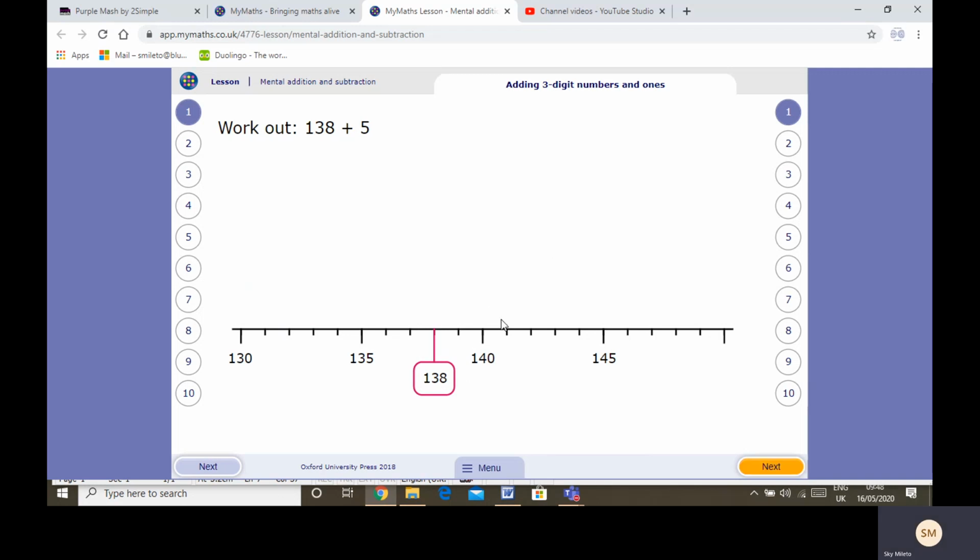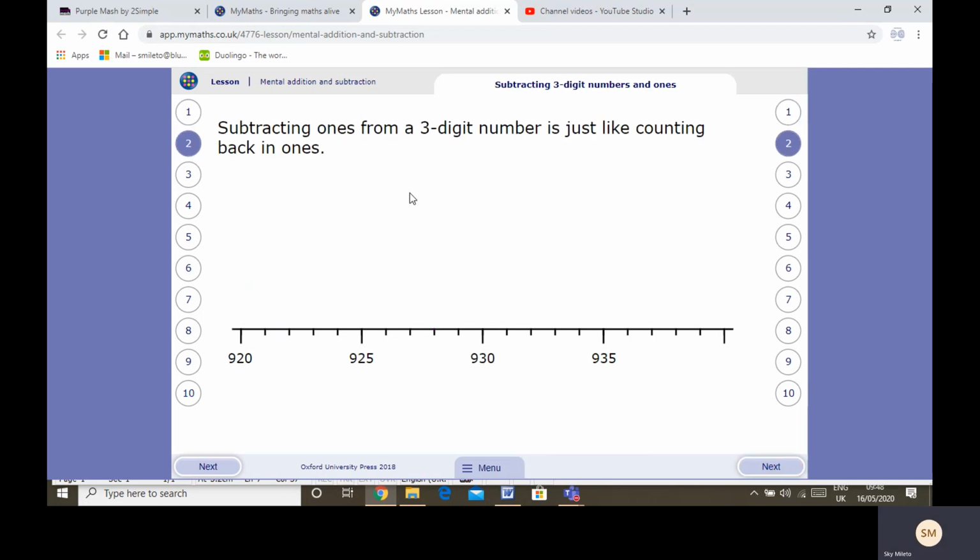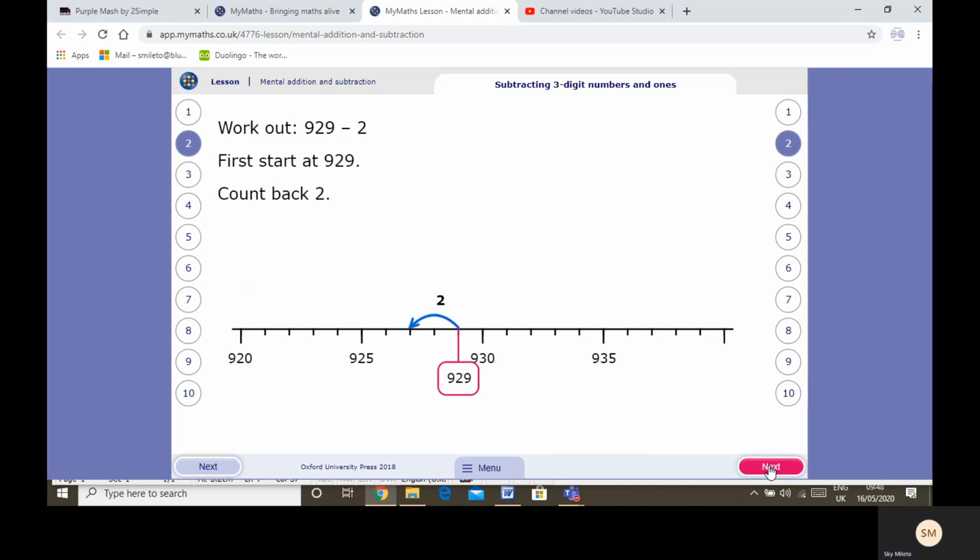So this is the same. Let's move on to the next question. Subtracting is just like that, counting backwards in ones. 929, we would start here and we would jump back 2. Count back to 927. See that the ones have changed, but the hundreds and the tens have remained the same.